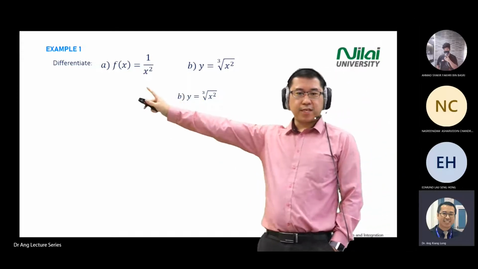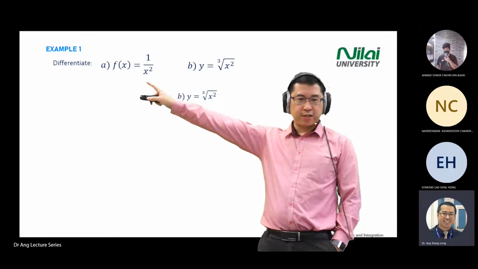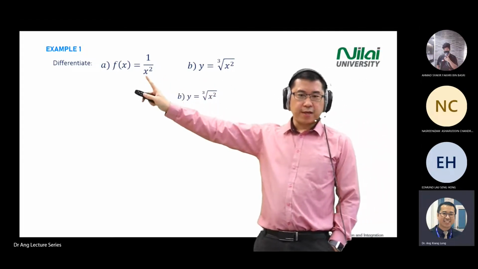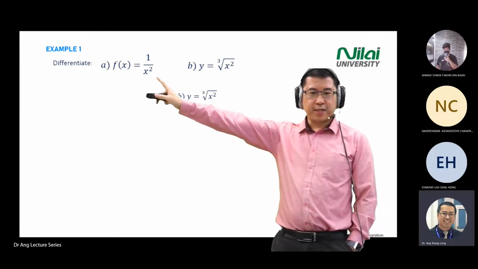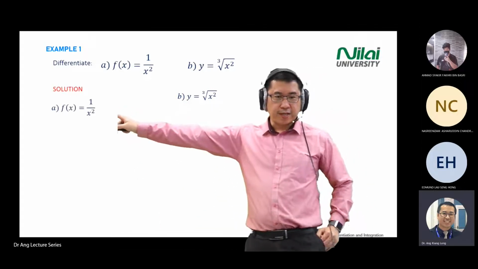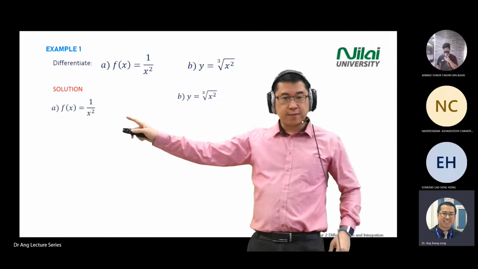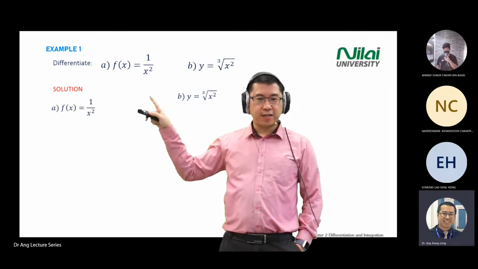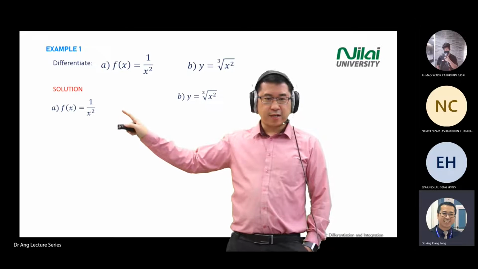So just recall what you learned in Maths 1 in differentiation. The question asks you to differentiate this one and this one. Okay, Nizam, you want to try? If your y equals 1 over x power 2, what is the answer if you differentiate this one? Nizam, do you want to try? What is the answer?